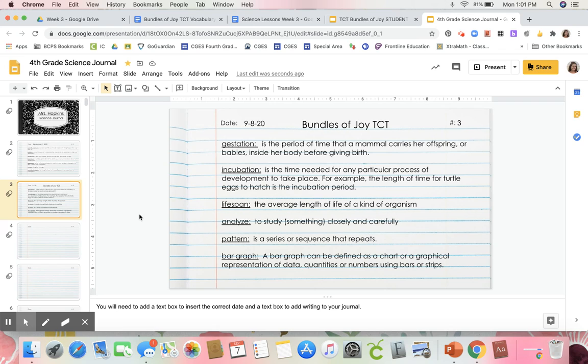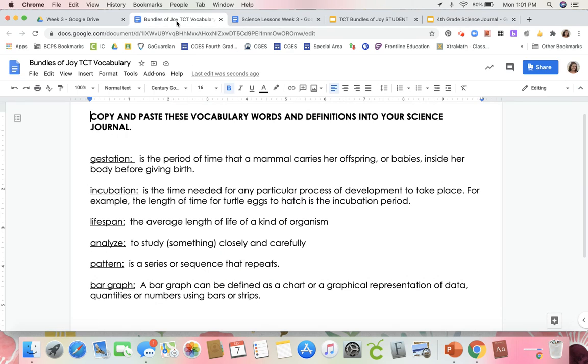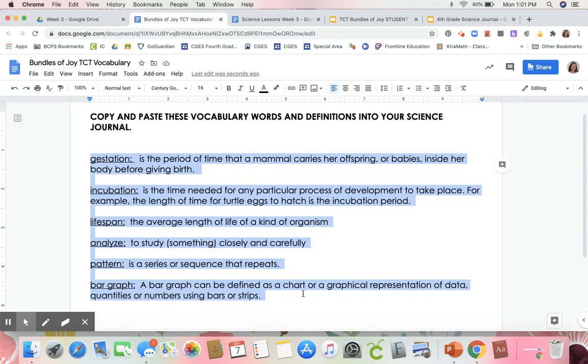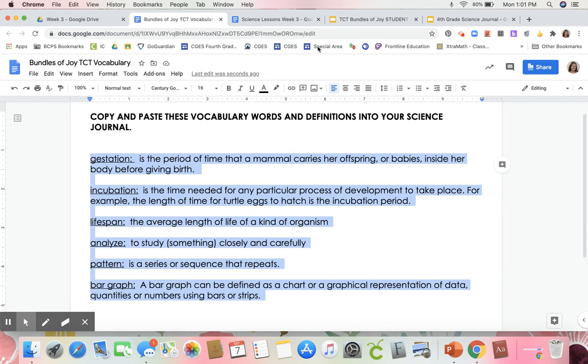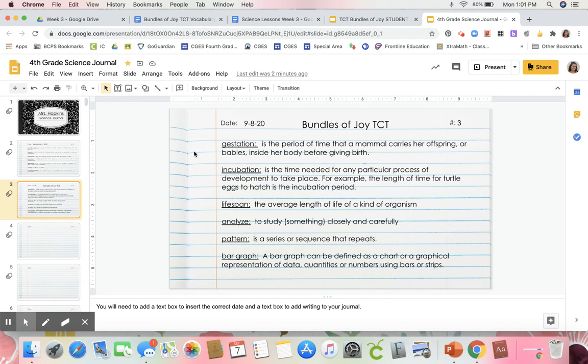Okay, so what you're going to do is on this assignment, there will be a Google Doc that says Bundles of Joy TCT vocabulary. And the directions say copy and paste these vocabulary words and definitions into your science journal. So you can come over here and you will click and drag to highlight these definitions. On the blue, you can right click and copy and come over to your 4th grade science journal.